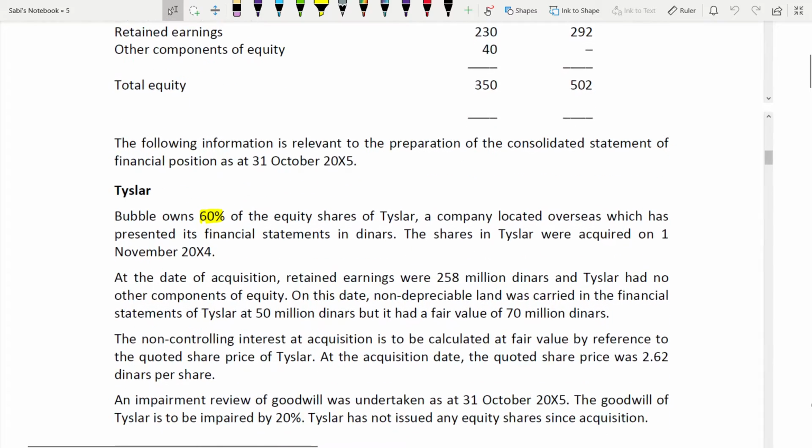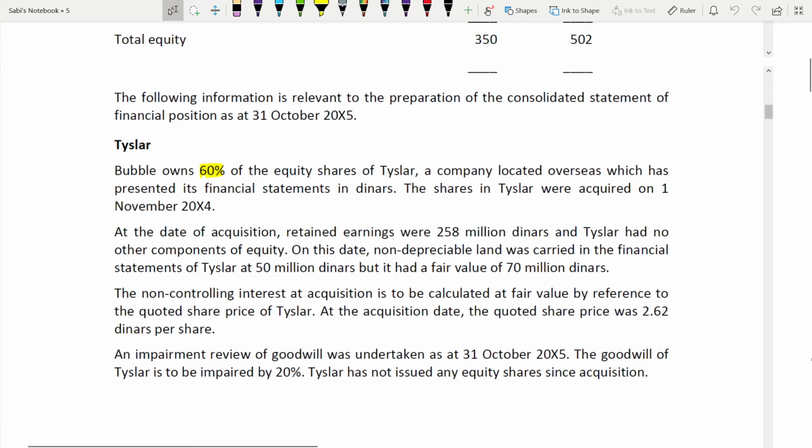The shares in Tesla were acquired on 1st of November 2004, so the acquisition date is 1st of November 2004. At the date of acquisition, retained earnings was 258 million dinar and Tesla had no other components of equity. On this date, non-depreciable land was carried in the financial statements of Tesla at 50 million dinar, but it had a fair value of 70 million dinar.